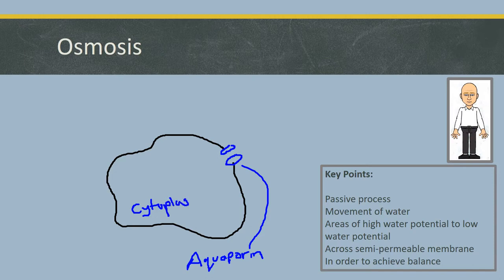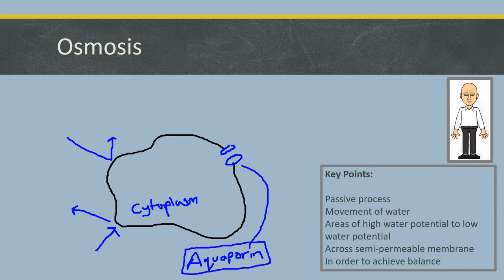But you might know from your other cell biology lessons that this cell membrane is waterproof. It's made of lipids. Water can't pass it. So how does it pass it? It passes it through special protein channels called aquaporins.